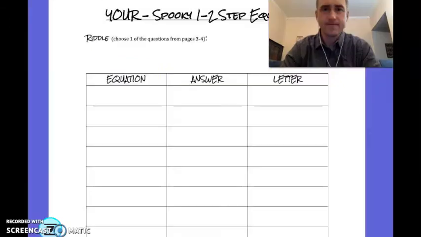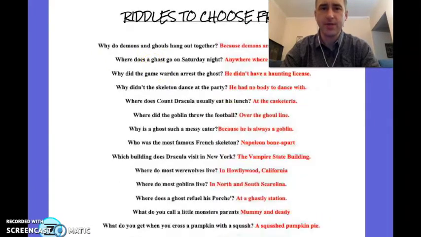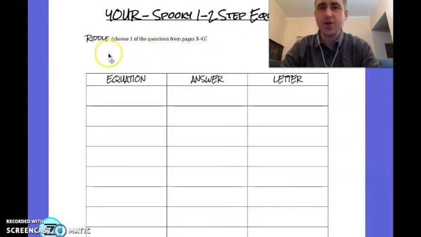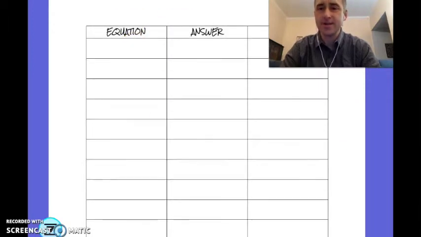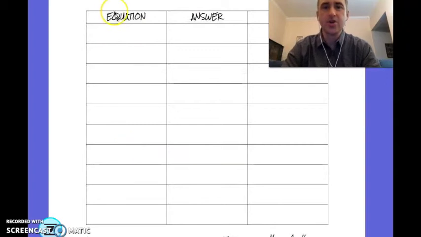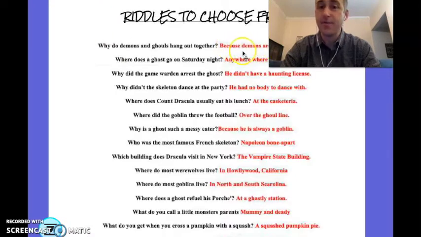Let's look at the table. So on the table you're going to fill out, you're going to choose a riddle from one of the next 2 pages. The riddles are written in black, and they're questions like, where does a ghost go on a Saturday night? You will type your question here, choosing from those riddles. Then you're going to do your 10 equations. You're going to use the variable, the letter in the equation, to match the letters from the red answers.